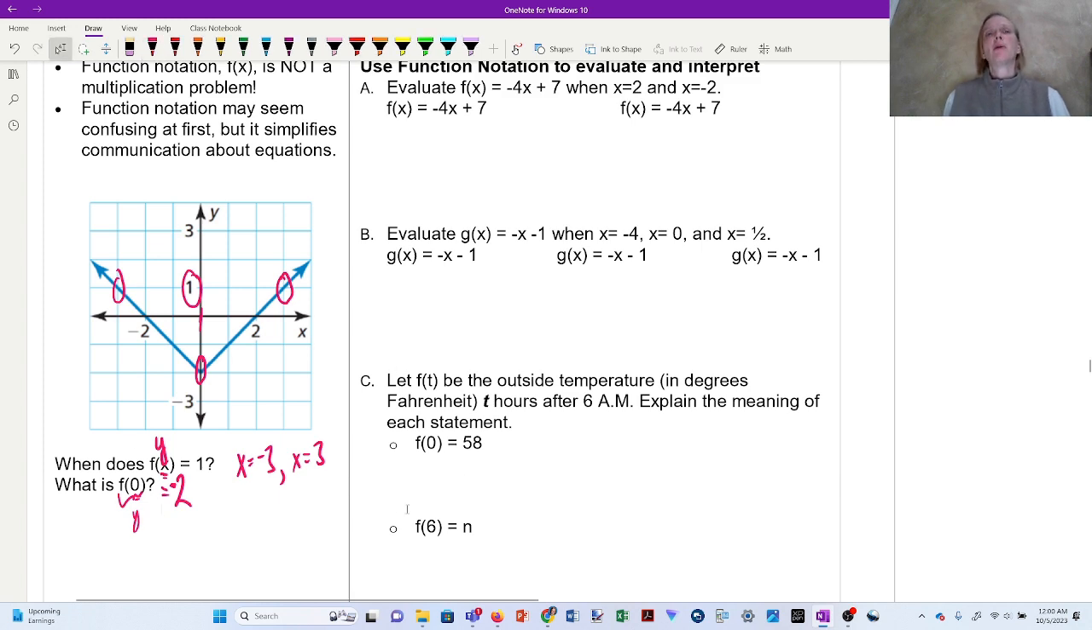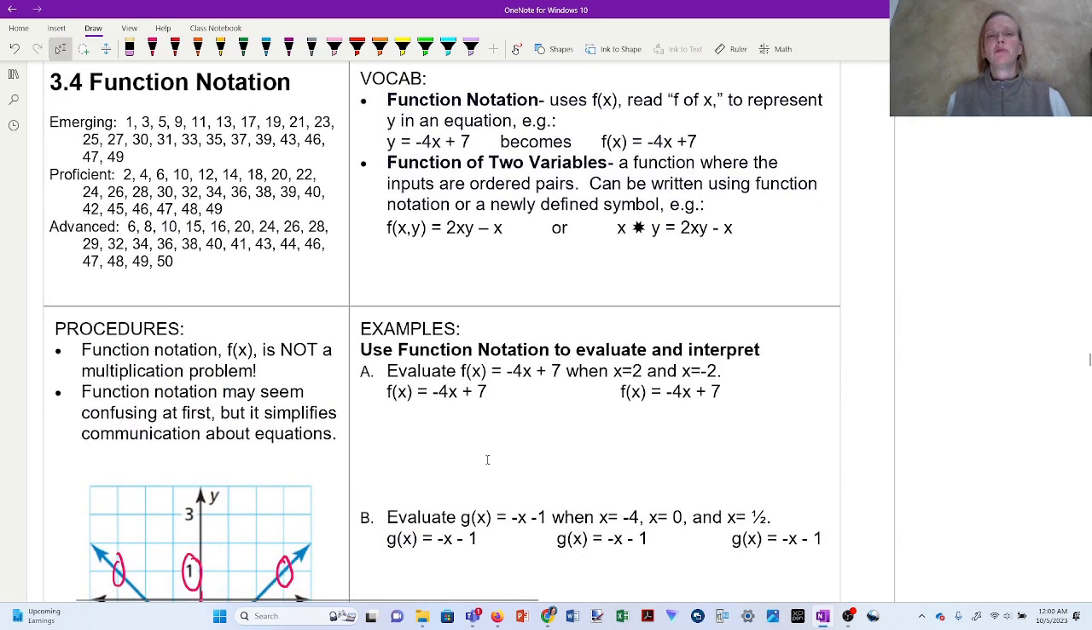So let's look up kind of the formal definition. Function notation uses f of x, and that's how we pronounce this symbol, f of x, to represent y in an equation. So instead of writing something like y equals negative 4x plus 7, we're going to write f of x equals negative 4x plus 7. This is not a multiplication problem. This is notation that says the function of a variable x.